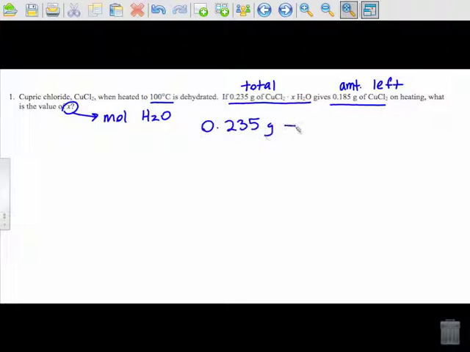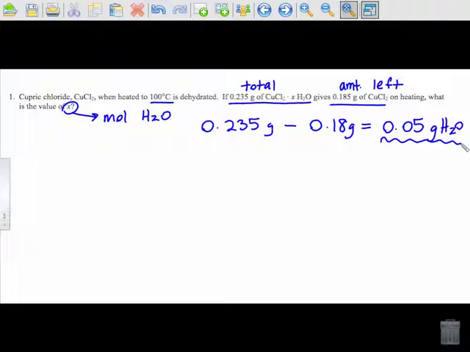0.235 minus 0.185. And after you subtract that, what do you get? 0.05. So that's 0.05 grams of water.